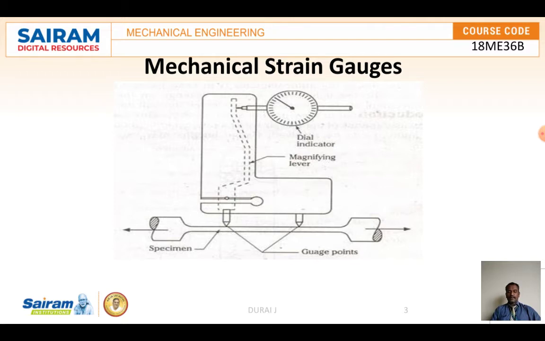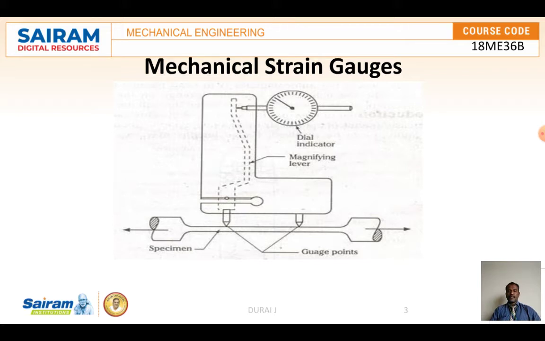Strain gauges are classified into three types: one is the mechanical strain gauges, the second is the optical strain gauges, and the third is the electrical strain gauges. First we are going to discuss mechanical strain gauges. The device used for measuring strain by magnifying the values is called an extensometer.